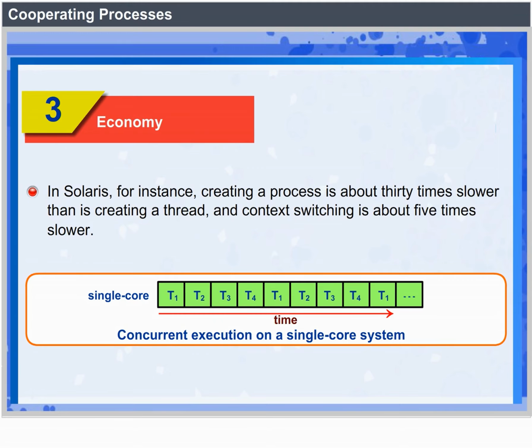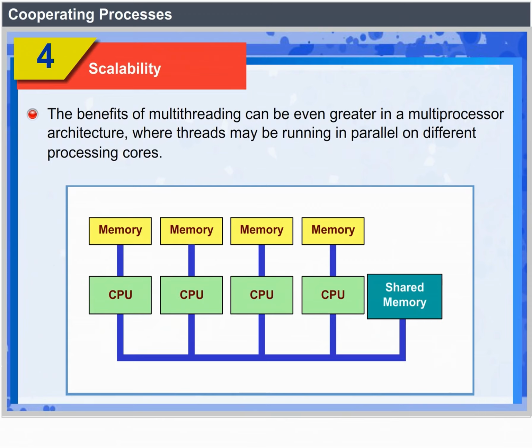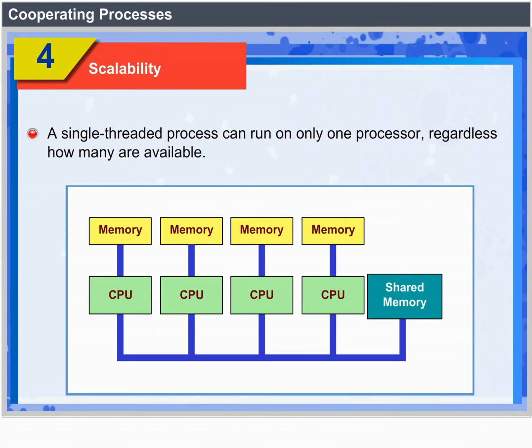Scalability. The benefits of multi-threading can be even greater in a multiprocessing architecture, where threads may be running in parallel on different processing cores. A single-threaded process can run on only one processor regardless of how many are available.